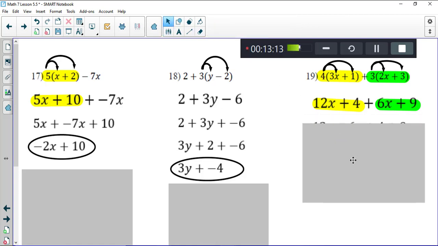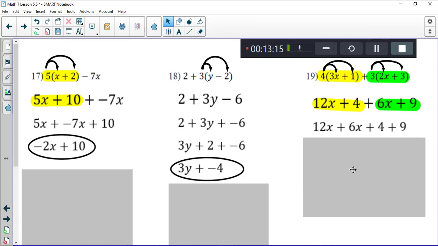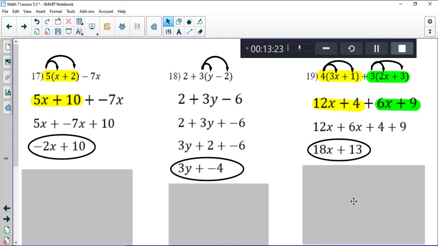Now, reorder it with the like terms side by side. Even though it's all addition, I suggest you do that. We've got 12x plus 6x plus the two constants, which are 4 and 9. 12x plus 6x is 18x, and 4 plus 9 is 13.